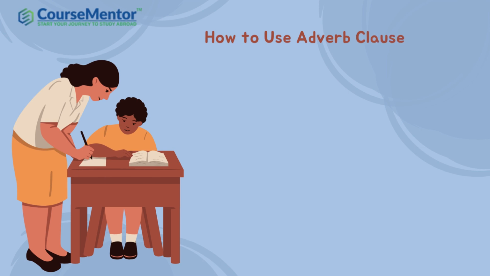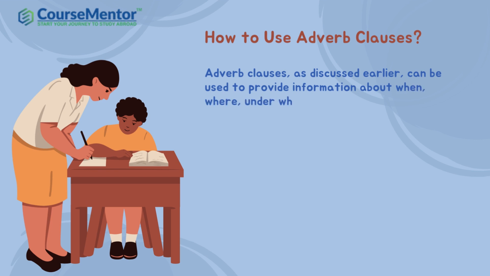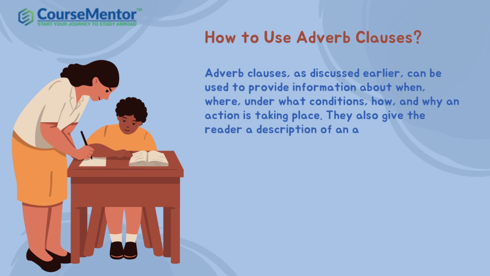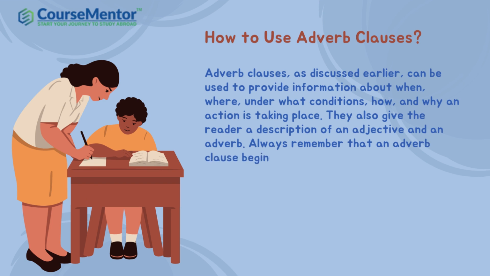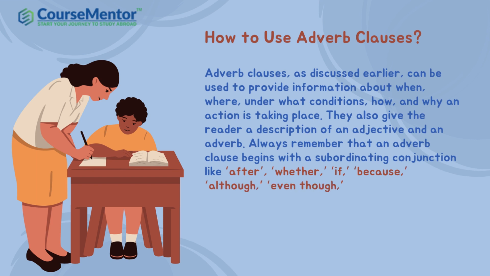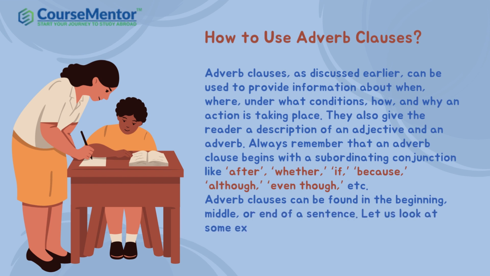How to use adverb clauses. Adverb clauses, as discussed earlier, can be used to provide information about when, where, under what conditions, how, and why an action is taking place. They also give the reader a description of an adjective and an adverb. Always remember that an adverb clause begins with a subordinating conjunction like after, whether, if, because, although, even though, etc. Adverb clauses can be found in the beginning, middle, or end of a sentence.